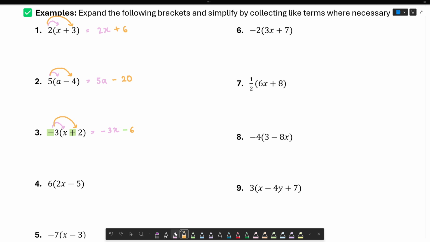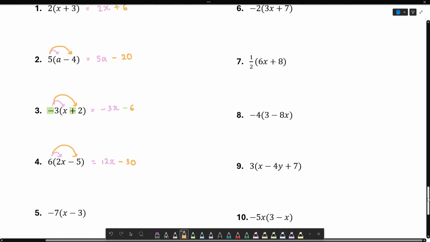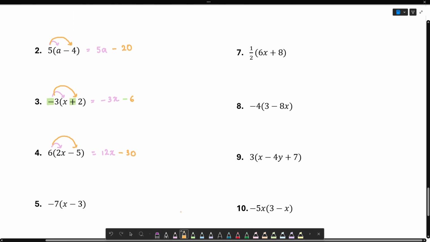All right. Question number 4. We are multiplying the 6 with a 2x. That's going to give you 12x. And to finish it off, we'll do 6 times the minus 5, which will be negative 30. We're up to question 5 now. So let's compute the minus 7 term with the x.